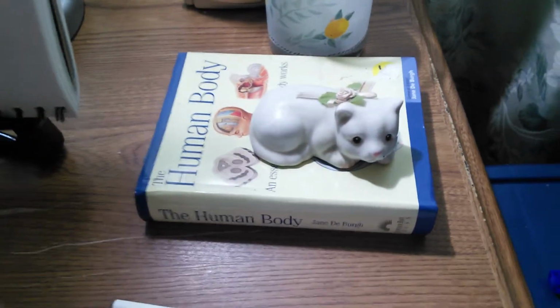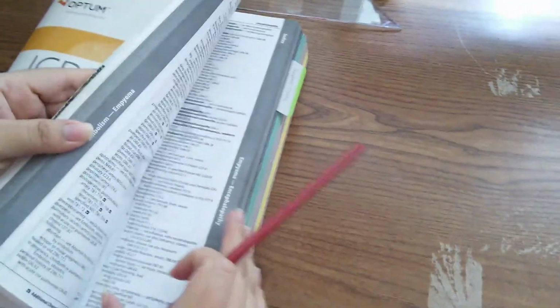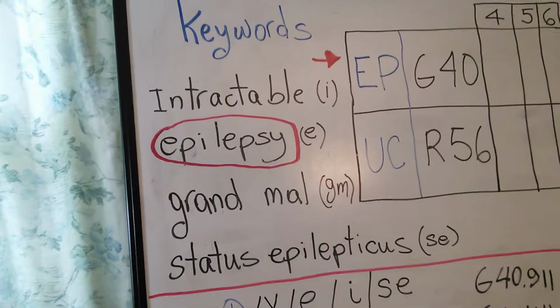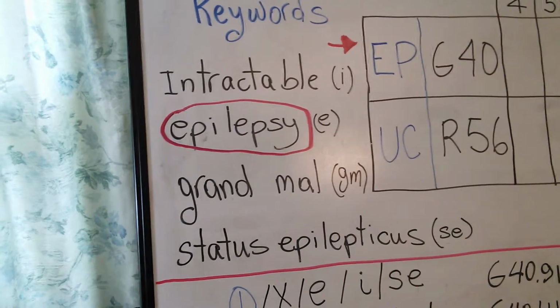So we're going to start with epilepsy in the index. In the index, it's alphabetical, so you go to the E for epilepsy. All you have to do is know your alphabet. You go to the E, and then we go to epilepsy. Now, let me give a quick shot to our keywords here. There are our 4 keywords. We need intractable, grand mal, and status epilepticus.